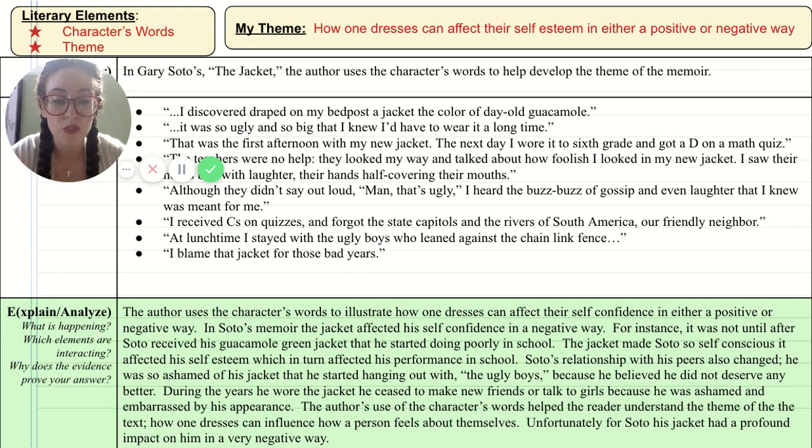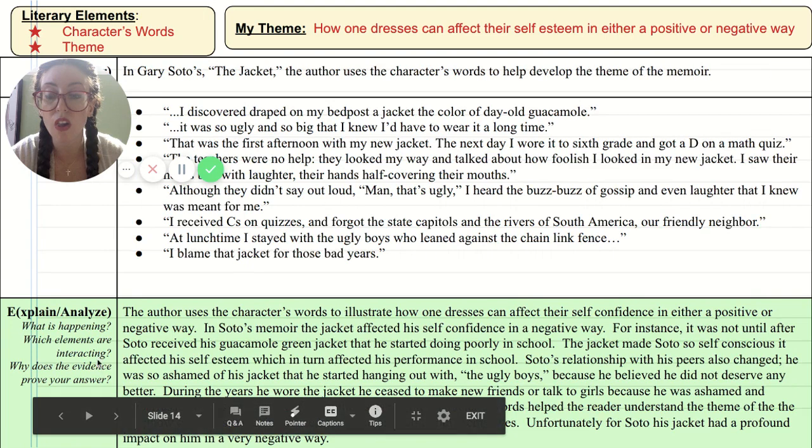The author's use of the character's words helped the reader understand the theme of the text. How one dresses can influence how a person feels about themselves. There, I restated the theme again. Unfortunately for Soto, his jacket had a profound impact on him in a very negative way.